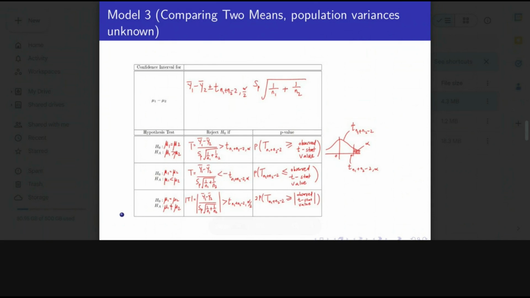Just remember, p-values are areas. Whether the area is on one side or both sides depends on the alternative hypothesis. If your alternative hypothesis is one-sided, then you only put one-side area. If your alternative is two-sided, you put two sides.